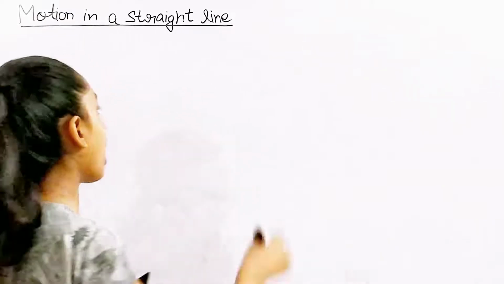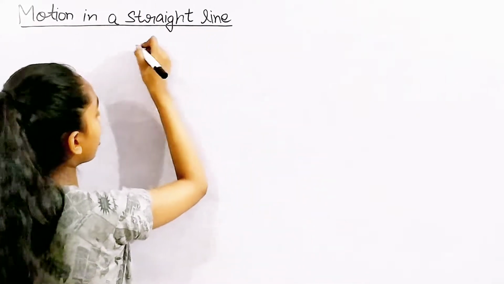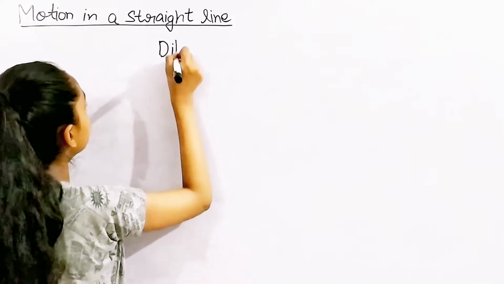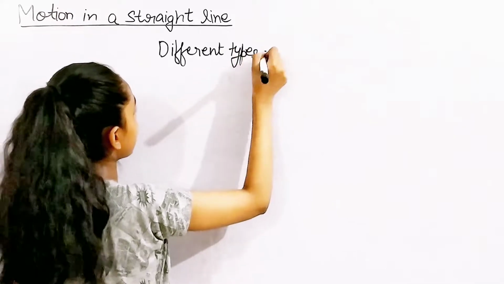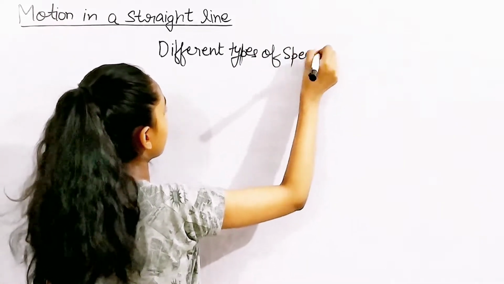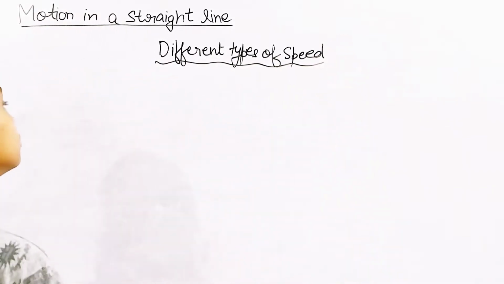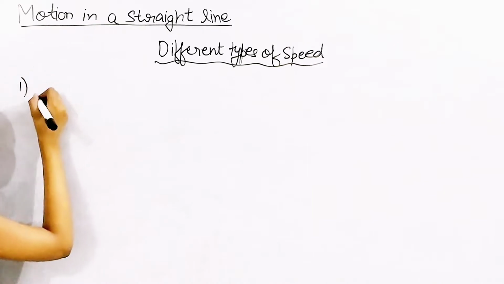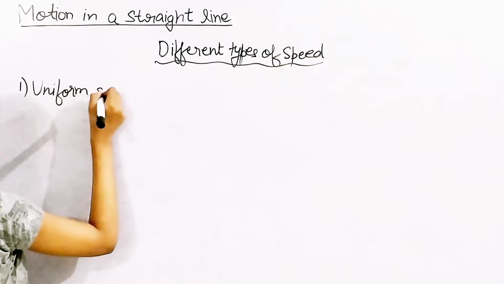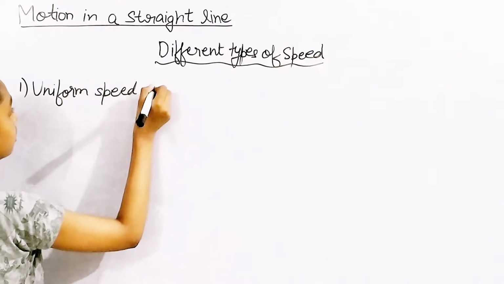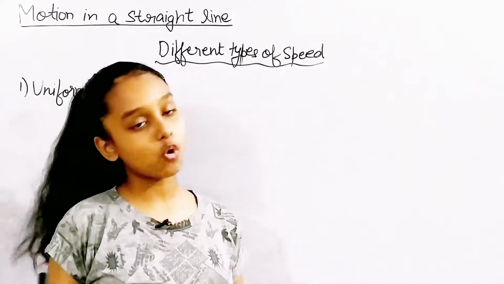Yeah, so the heading is going to be different types of speed, just right here. Different types of speed. Okay, so first, which is going to be the uniform speed. Okay, what is uniform speed? Of course we all know this.